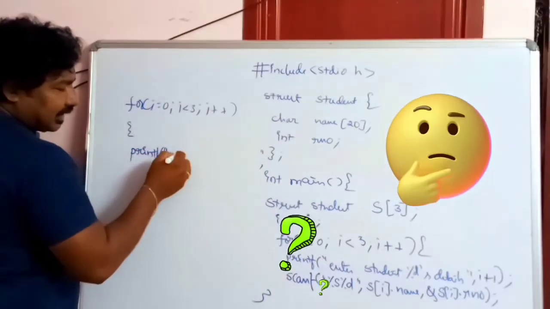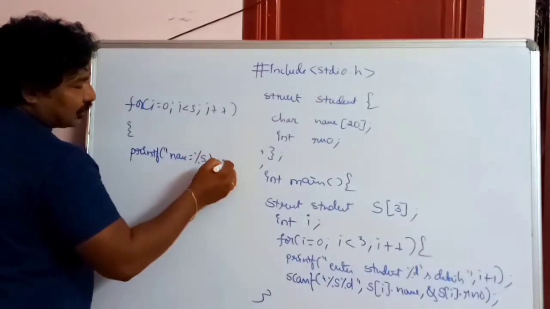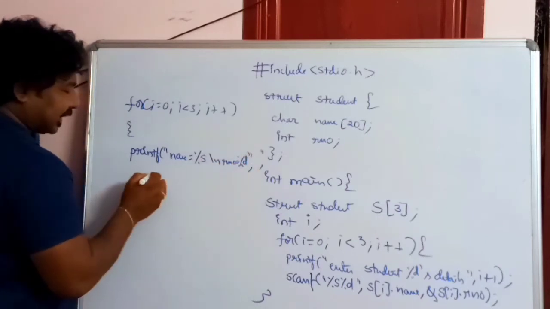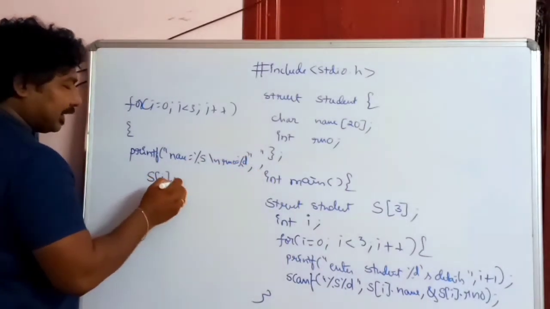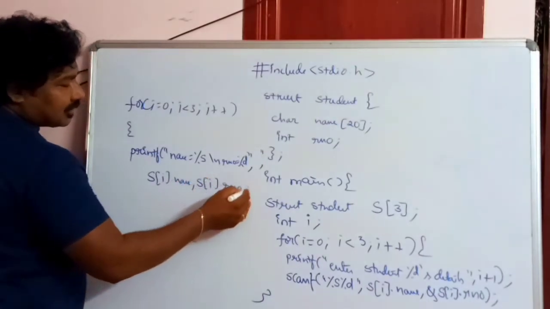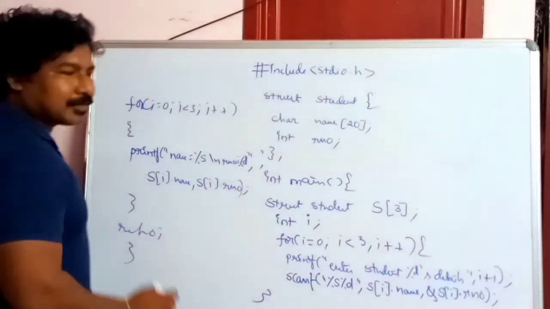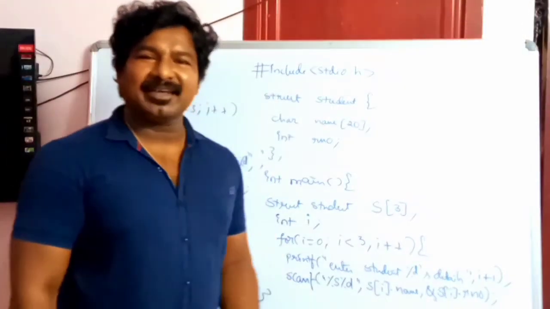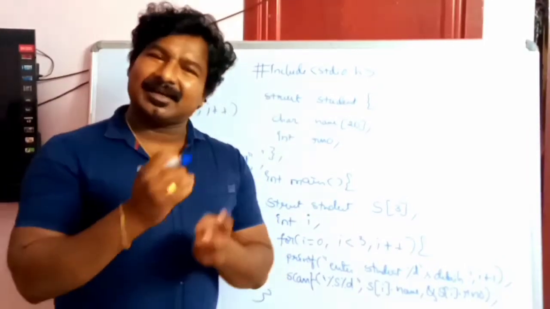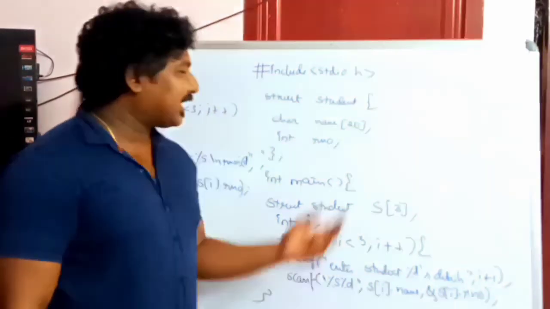So for printing the name, we will write name equals %s, and roll number is equals %d. Okay, double quote, comma, then I have to write s[i].name, comma, s[i].rollnumber. Okay friends, so this is how you can do this. Return 0. So just look at this particular program. The important concept here is, when you are using an array of structures, you have to write it as the array's name, subscript i, dot member name. So this is called an array of structures, friends.